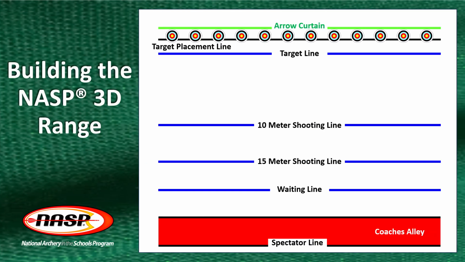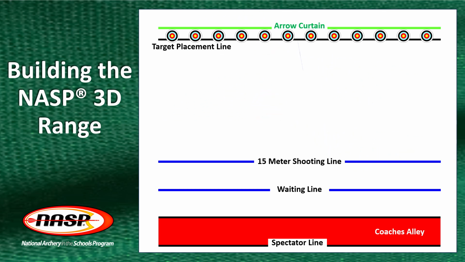First, let's remove the 10-meter shooting line. Then we will remove the target line. Now we have built a bullseye range without a 10-meter shooting line and a target line. It's time to turn this range into a NASP 3D range.